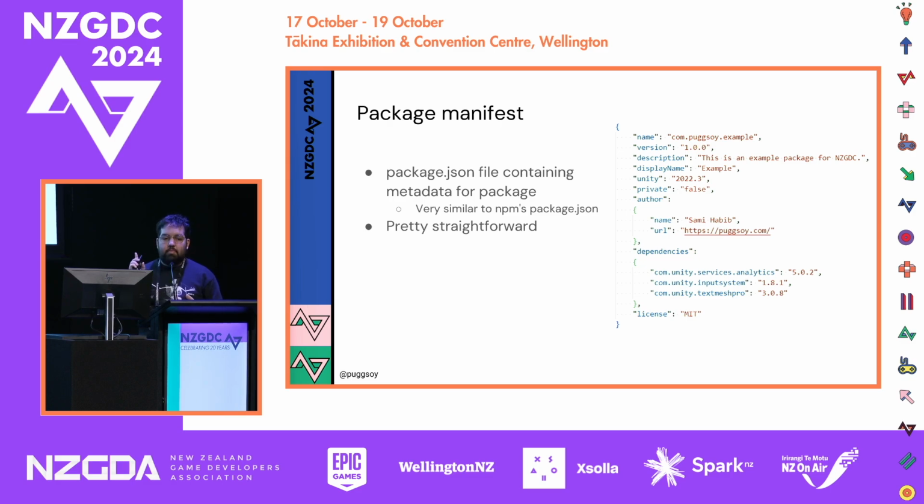Unity means the minimum Unity version. I'm quite sure it means the minimum. It might be the maximum. There's documentation on this again, fairly good documentation. There's private, which I think is more of a kind of, just so users know, whether it's private or not. There's the author, and dependencies again, and then the license.